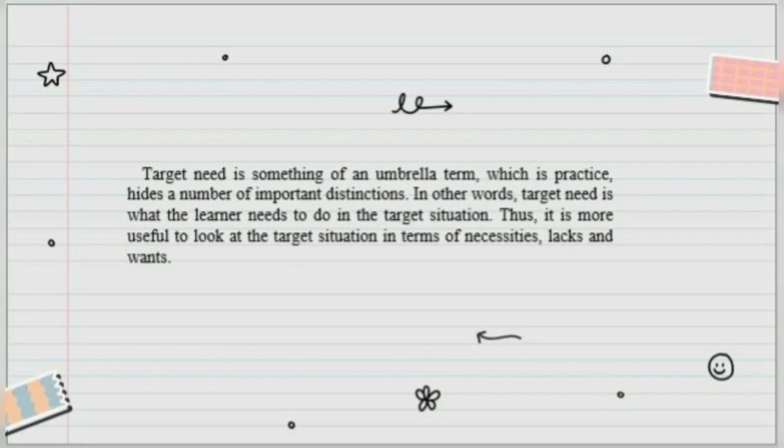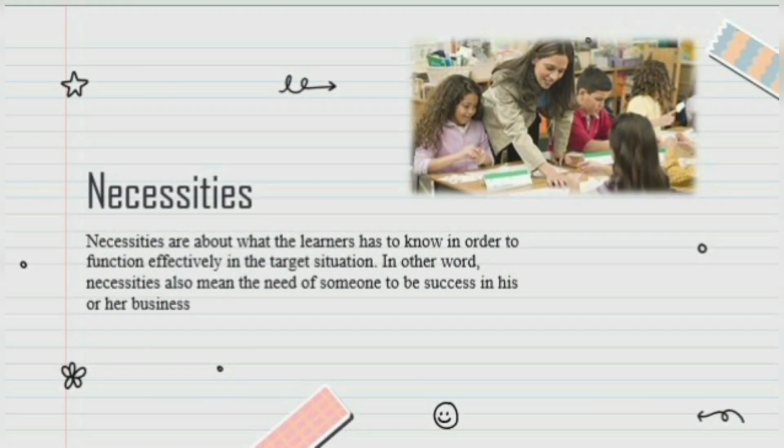In need analysis, there is also target need, namely something of an umbrella term which in practice hides a number of important distinctions. In other words, the target need is what the learner needs to do in the target situation. Thus, it is more useful to look at the target situation in terms of necessities, lacks, and wants. There are 3 points in target need.